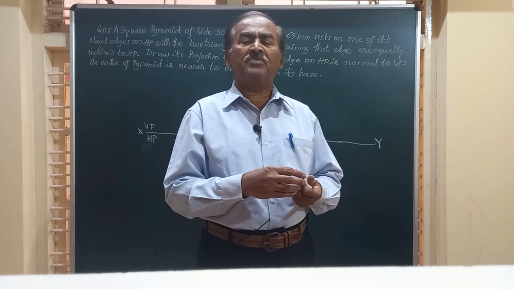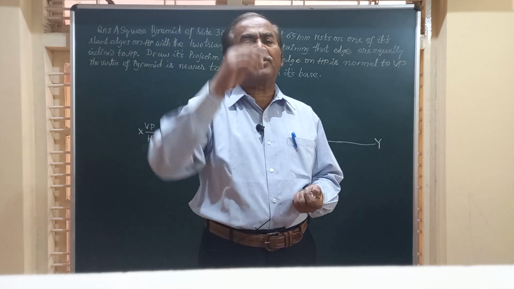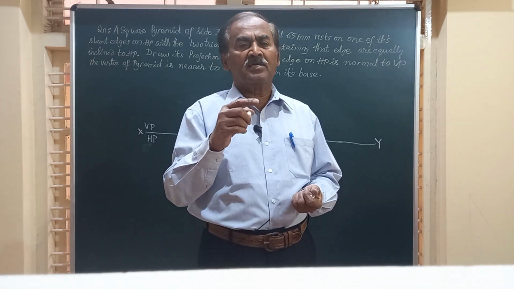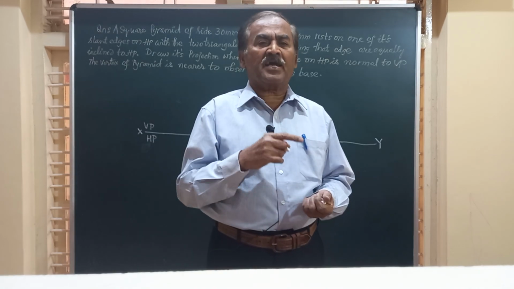So friends, I place the pyramid on HP such that any of the two base edges or two adjacent base edges are equally inclined to VP and obtain the top view a square with the corners joined to the center and front view a triangle.